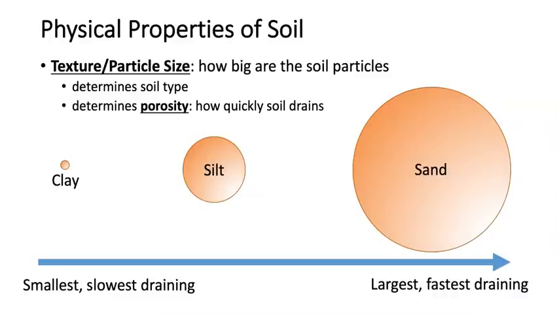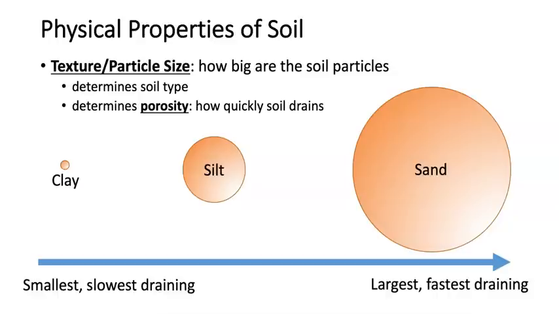The next thing that we need to cover is the different physical properties of soil, one of the key ones being the texture or particle size of soil. Basically, this is how big the soil particles are. We can see in this picture that we've got clay on the left, silt, and then sand. Notice the particle size difference. Clay is very, very small, sand is very, very large.